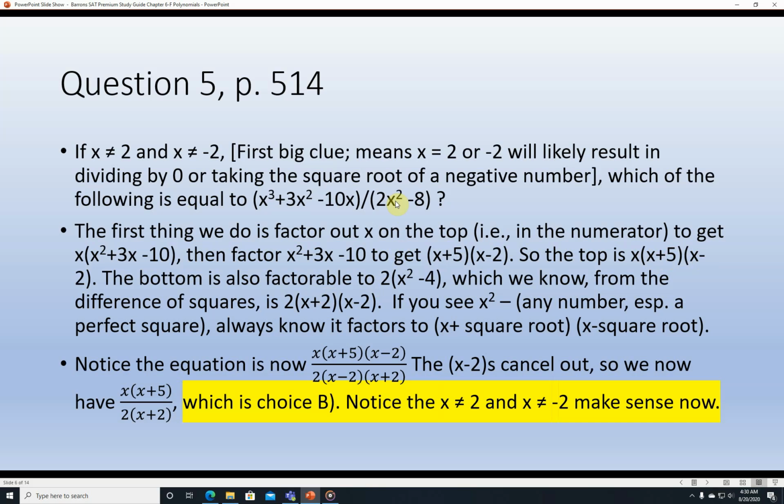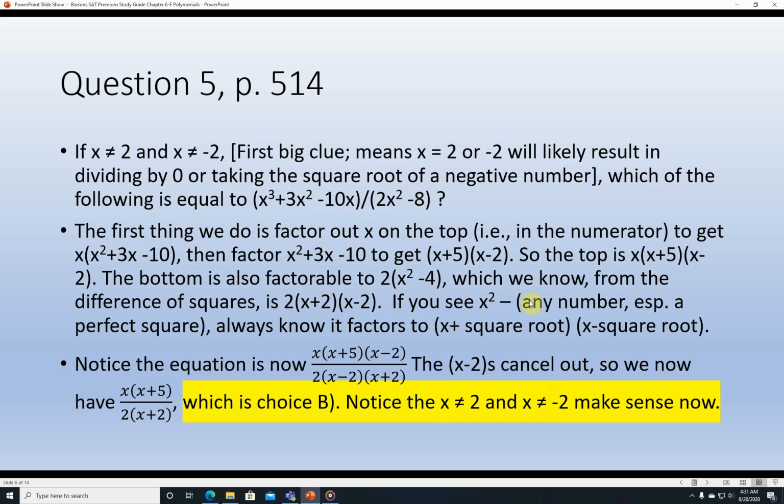The bottom is also factorable to 2 times (x squared minus 4). Just factor the 2 out of negative 8, so you get x squared minus 4, which we know from the difference of squares, we just discussed that earlier, is going to be 2 times (x plus 2) times (x minus 2).